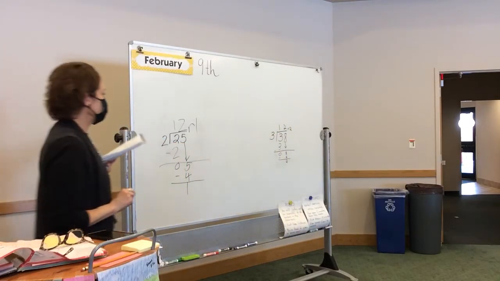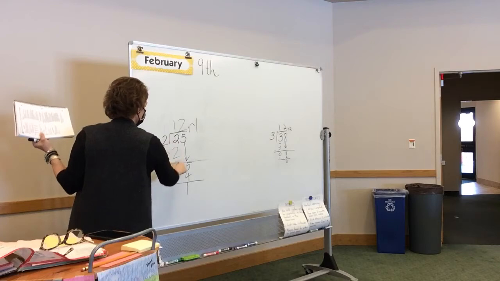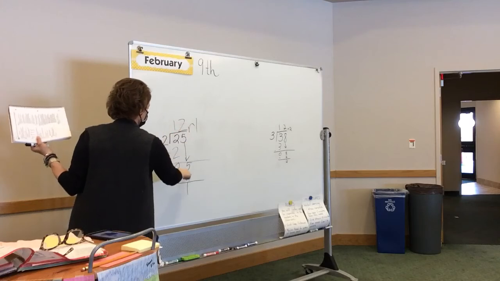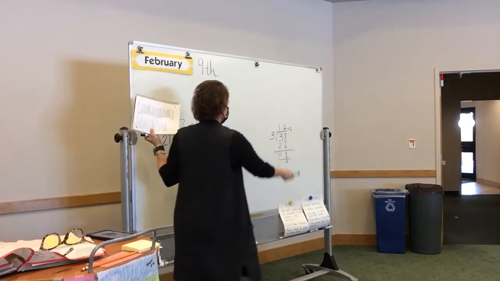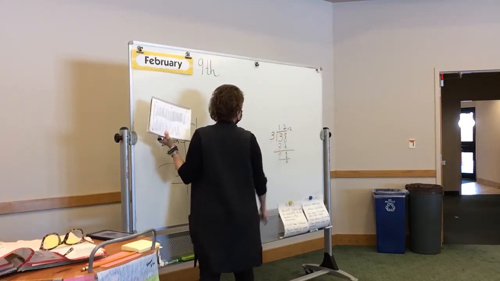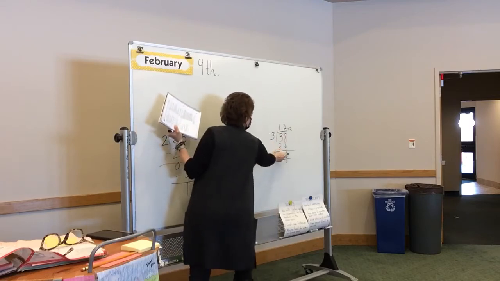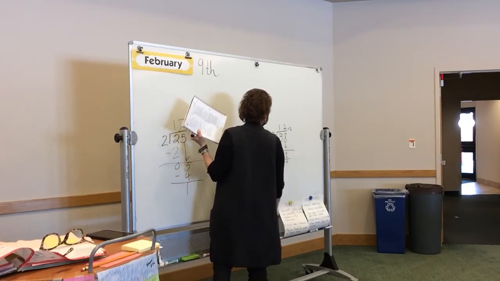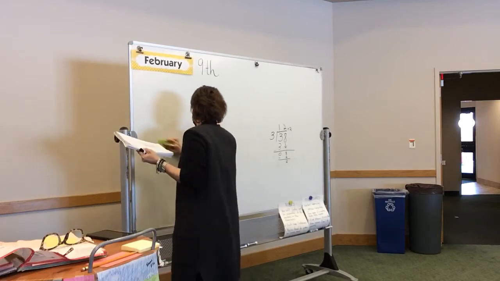All right, everybody get that? How many times is 2 going into 2? 1. Minus 2 is 0. 5 down. How many times does 2 go into 5? 2. Minus 4. Can 2 go into 1? No. So we have remainder 1. How many times does 3 go into 3? 1. Minus 3, 0. Bring the 8 down. How many times does 3 go into 8? 2. 2 times 3 is? 6. So minus 6, what do you get? What is 8 minus 6? Remainder 2. Very good, friends.